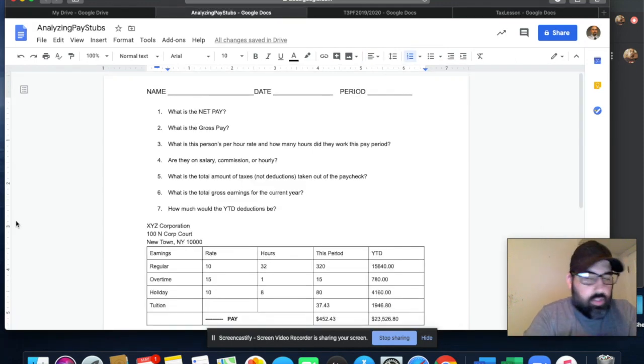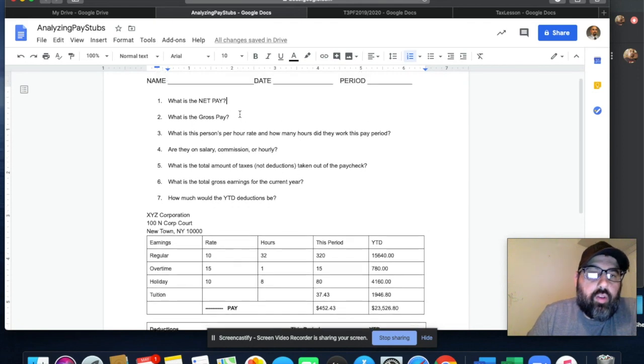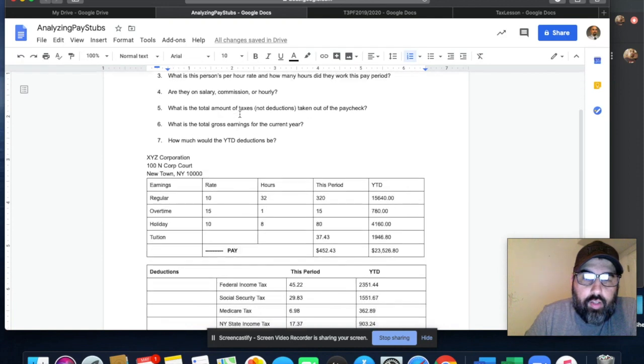Okay, so the next part, this is your assignment. This goes directly along with what I just went over with you, and here's how this is going to go. This is the actual sheet that's attached inside of Canvas, and you'll just answer these 7 questions. So number 1, what is the net pay? In order to come up with that net pay, if you remember, the net amount is going to be the pay after all of our deductions are taken out.